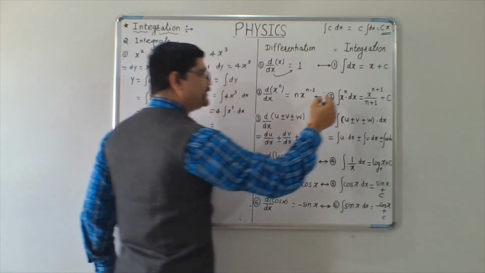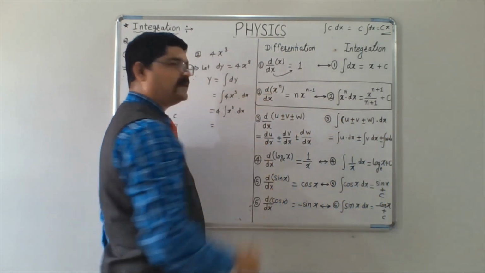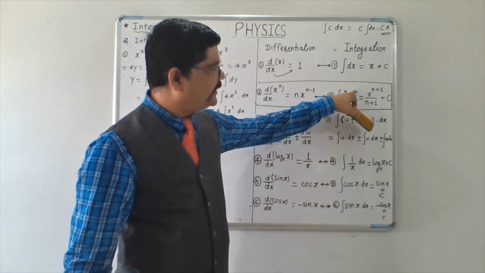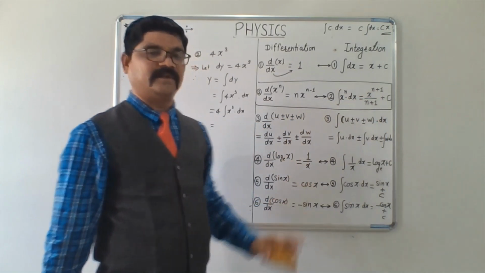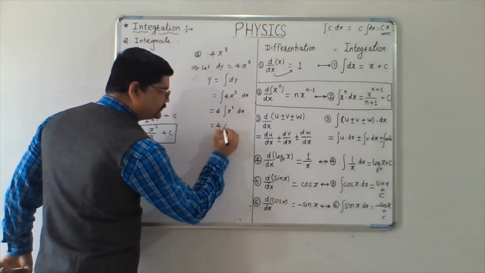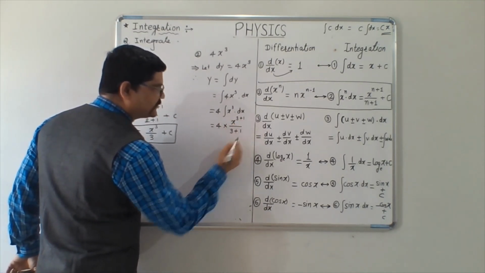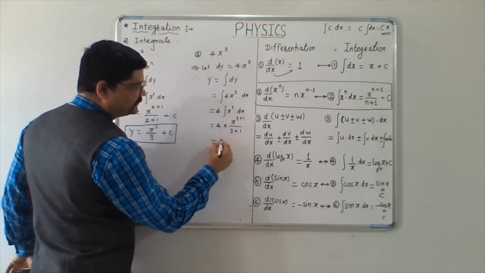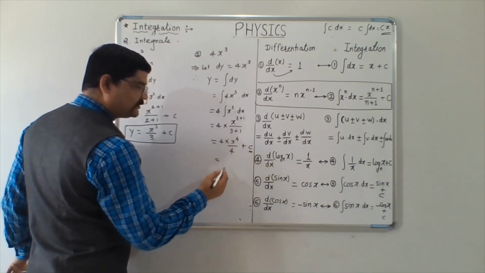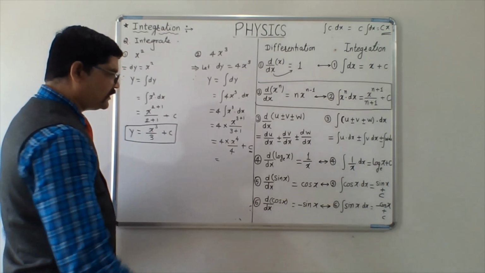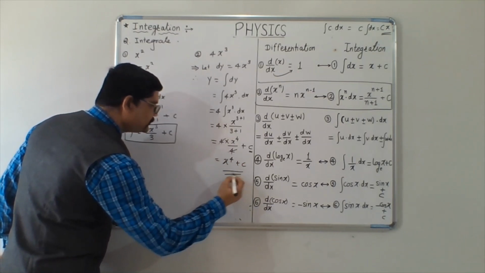Using this formula, remember this formula is very important in physics. It will be frequently used. Integration of x to the power n into dx gives us x to the power n plus 1 divided by n plus 1. So 4 into x to the power 3 plus 1 divided by 3 plus 1. This will give us 4 into x to the power 4 divided by 4 plus constant of integration c. Clearly this 4 and 4 will get cancelled out. We will get x to the power 4 plus c. This is our y.